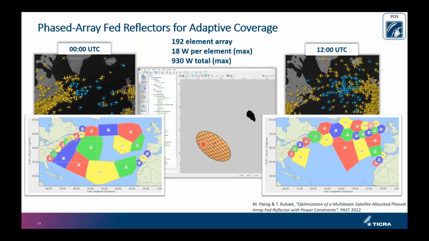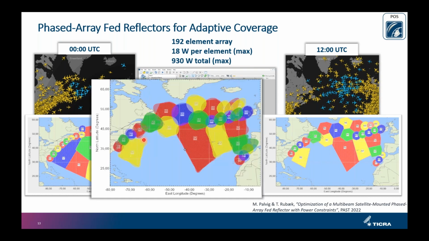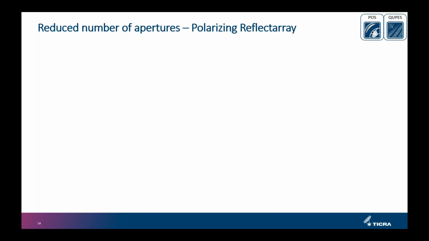We have 192 elements. Each of them can deliver 18 watts, but the total can only be 930 watts. So this is the kind of constraints that you often see that you have to put into your optimization of these types of antennas. And then you put it into POS, and it comes out with beams that fit your requirements over here. So basically, this is the kind of things we have added into POS to be able to do this kind of adaptive phased array antennas.